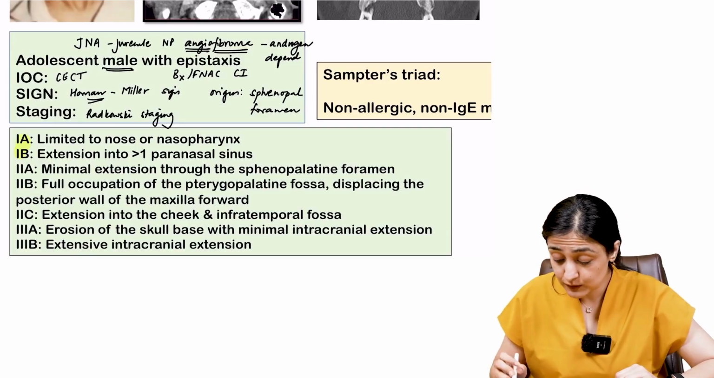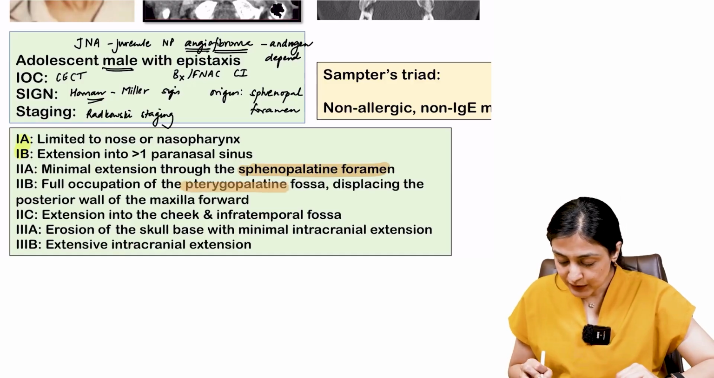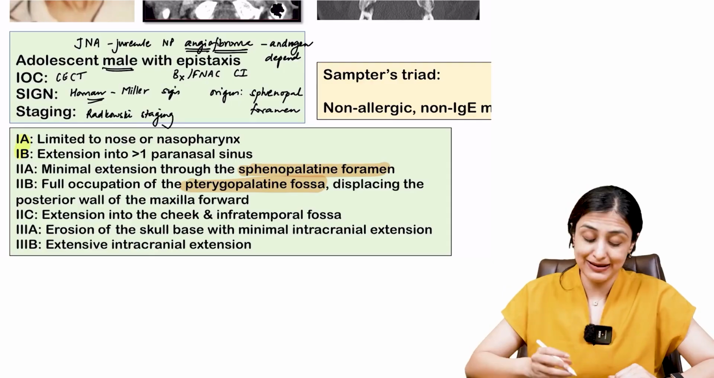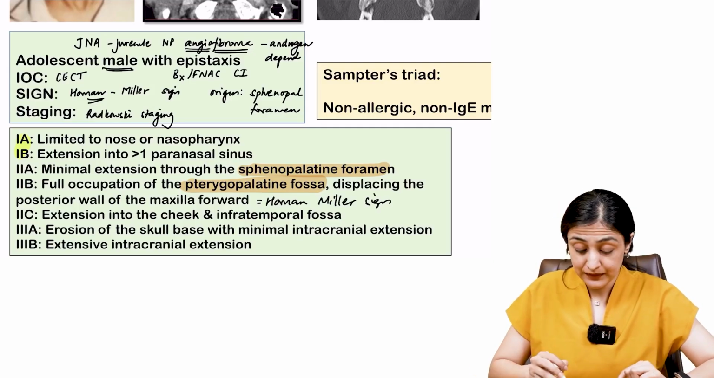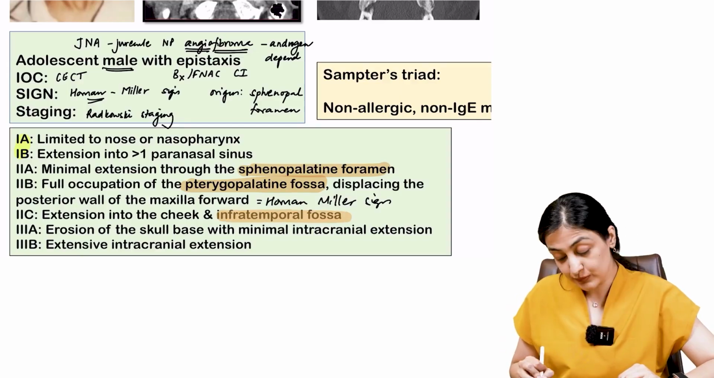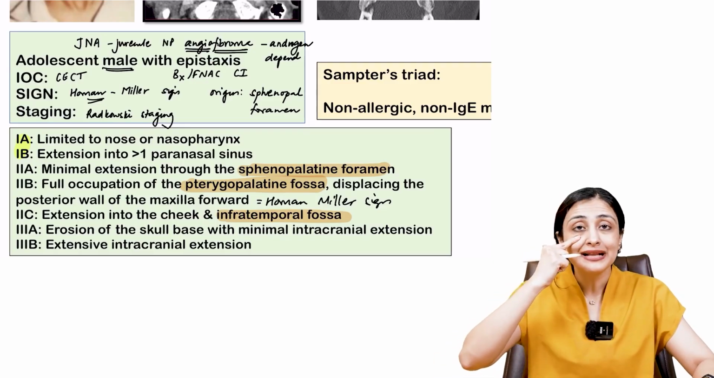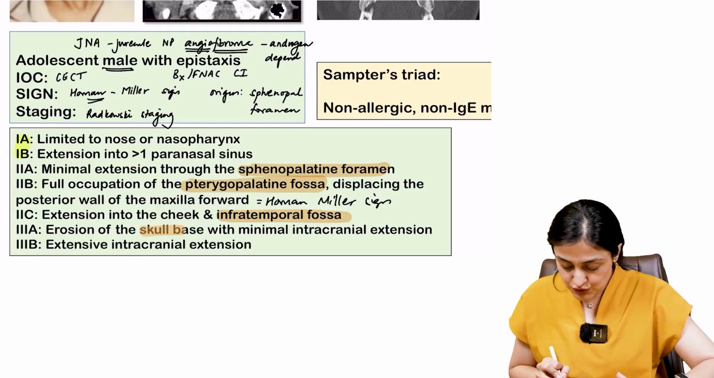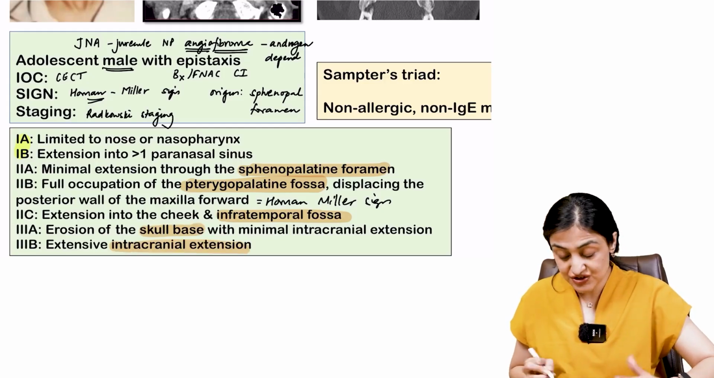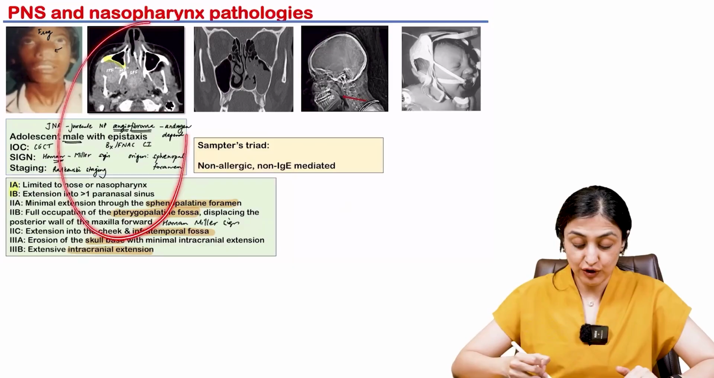Now what were the three-letter words I taught you? First, SPF. Second, pterygopalatine fossa, pushing the maxilla forward. Can I say this is nothing but my Hohmann-Miller sign only, right? So Hohmann-Miller sign matlab to be. And then it's going into the infratemporal fossa. So here are our three words: sphenopalatine, pterygopalatine, infratemporal fossa. So this is how it grows laterally. Once it goes to the skull base, it's 3A, extensive intracranial, that's bad, that's 3B. Okay, so this is what we need to remember from JNA.